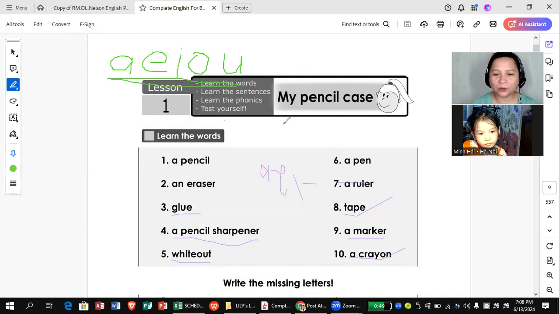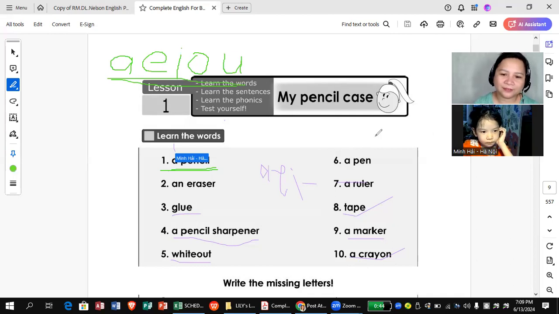Okay. Hello, Lily. Please answer me. Okay, can you find the vowels in here? What are the vowels in number one? Can you tell me what are the vowels in the word a pencil? You encircle them, or you can just make a line like this. Okay, what else?